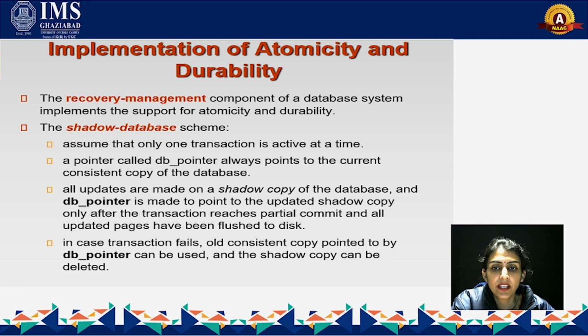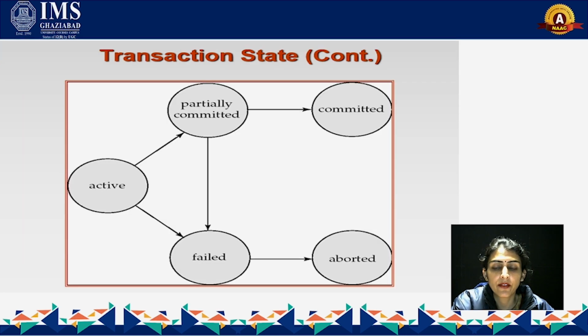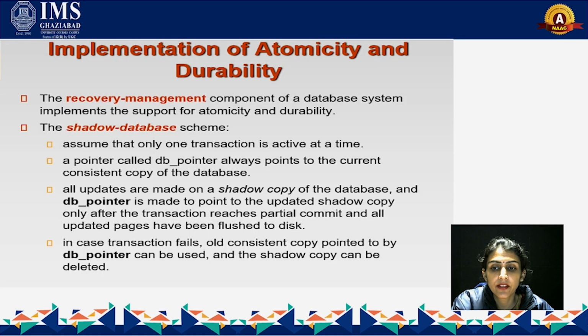All the updates are made on the shadow copy of the database, and the DB pointer is made to point to the updated shadow copy only after the transaction reaches the partially committed state and all the updated pages have been flushed back to the disk. Now after partially committed, it can go either to the committed state or to the failed state, as we saw previously. Now, what happens if the transaction goes into the failed state?